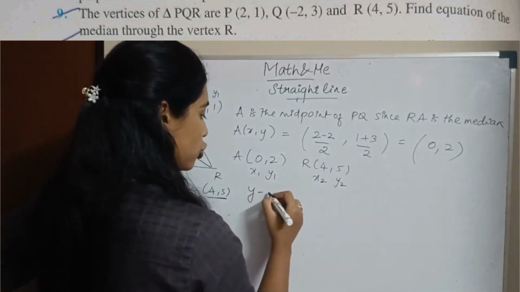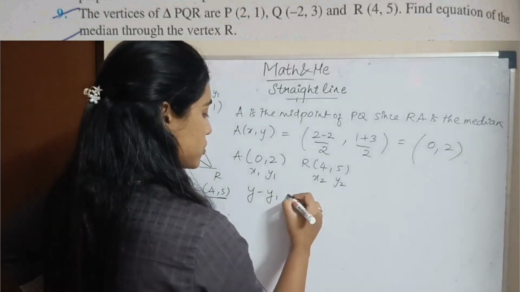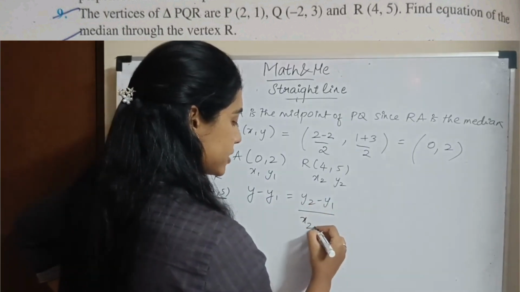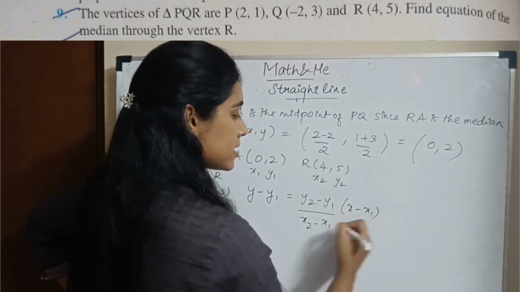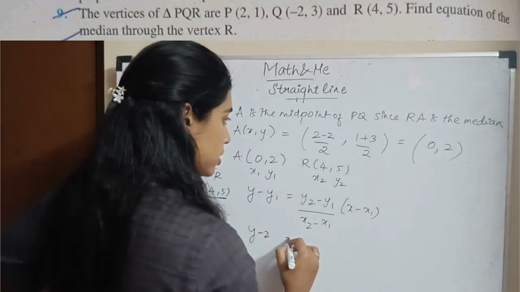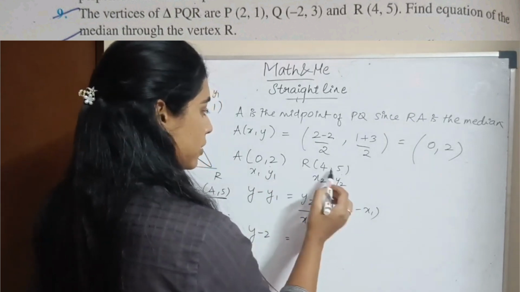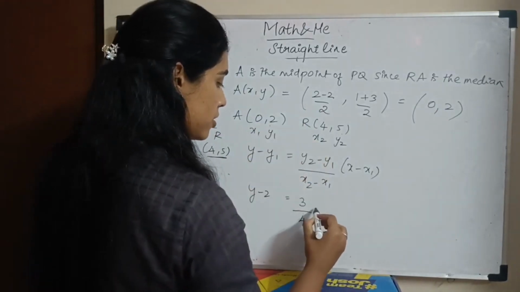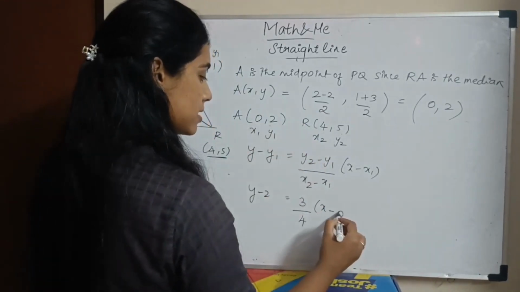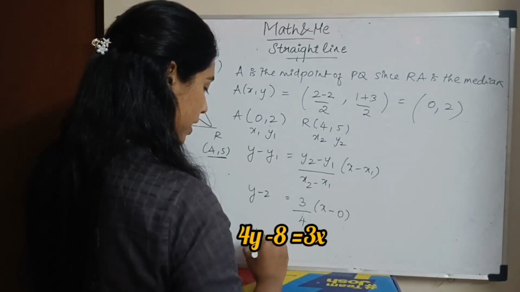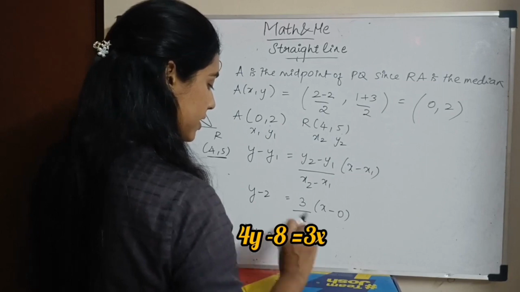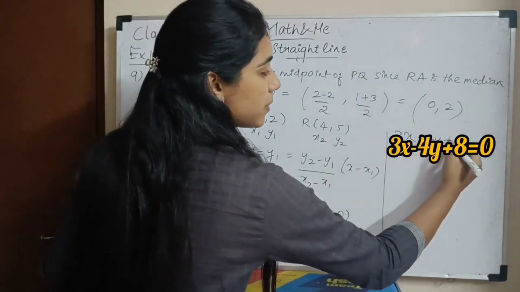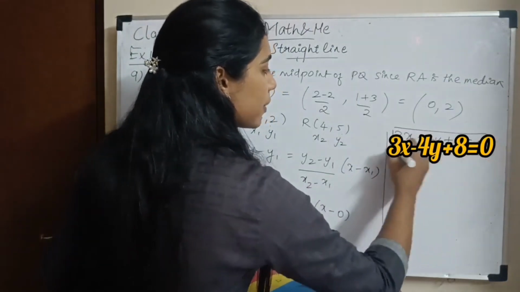So now this is your x1, y1 and x2, y2. So using 2-point form, you have y minus y1 equals y2 minus y1 divided by x2 minus x1 times x minus x1. So you have y minus 2 equals y2 minus y1, 5 minus 2 is 3, divided by x2 minus x1, 4 minus 0 is 4, times x minus 0. So what do I have? I have 4 times y minus 2 equals 3x. Bringing everything to one side, I have 3x minus 4y plus 2 equals 0. So this is the required equation.